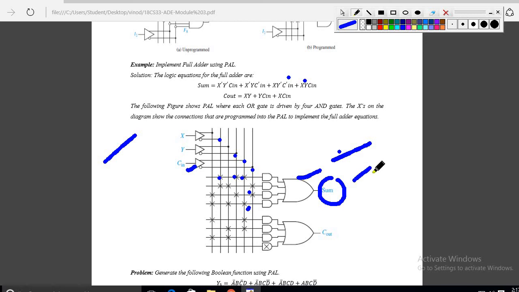So you will get the sum expression. The c out expression is x y: x and y have to be connected directly and given to the OR gate. Then y and c in have to be connected and given to the OR gate. X and c in also have to be connected, but this one is not useful here because it is just kept as it is. Okay, you have to obtain c out.